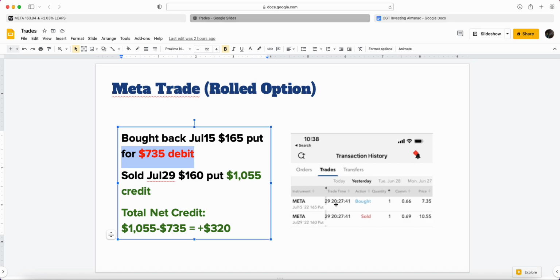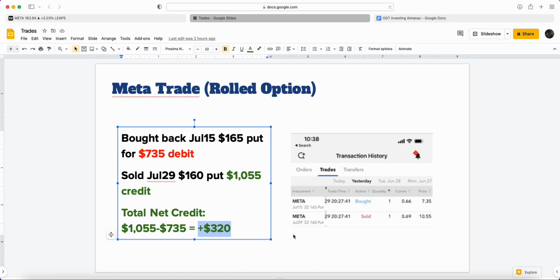But simultaneously, as you can see with the times of this trade, I bought back the 165 put, and then I went out by another couple of weeks till the end of July and sold the 160 put, right? So I bought the 165 for $735, and I sold the July 29th 160 put for $10.55 per share, which is $1,055 credit. So my total net credit of this trade: I paid 735, which netted me a $320 gain put directly into my brokerage account.